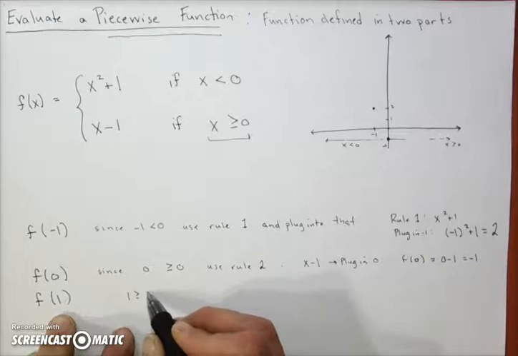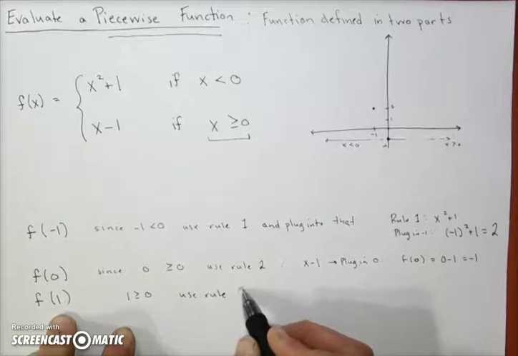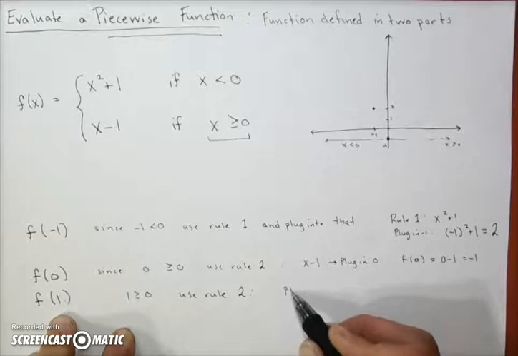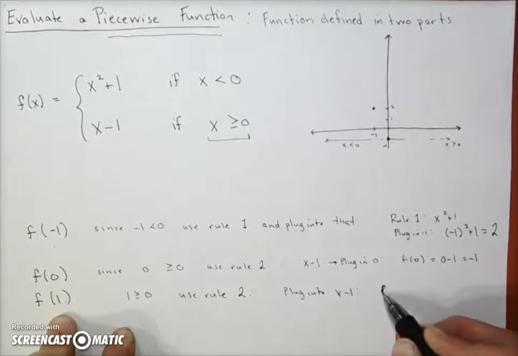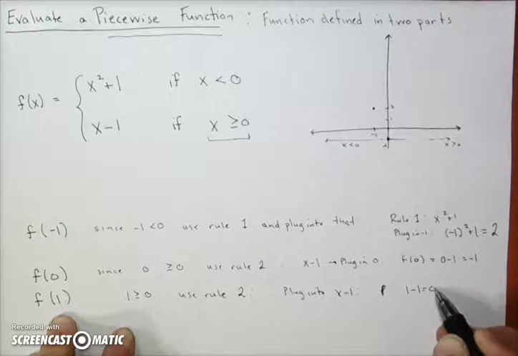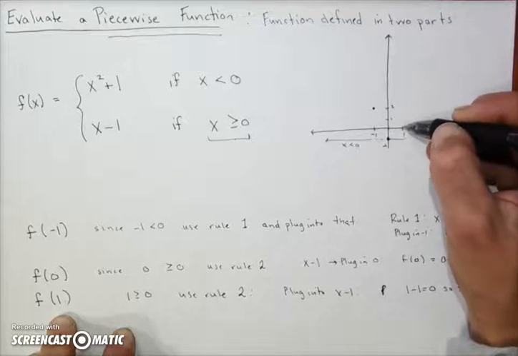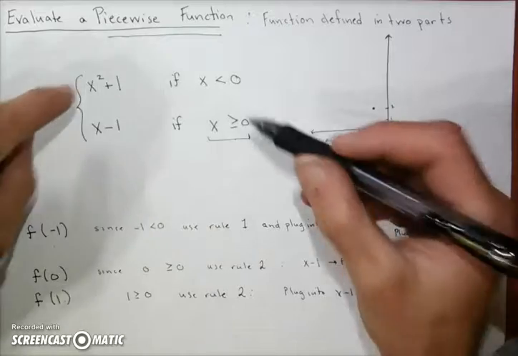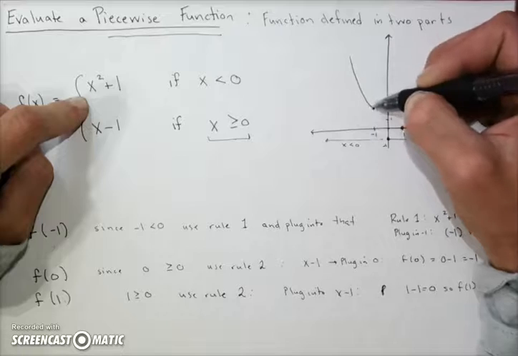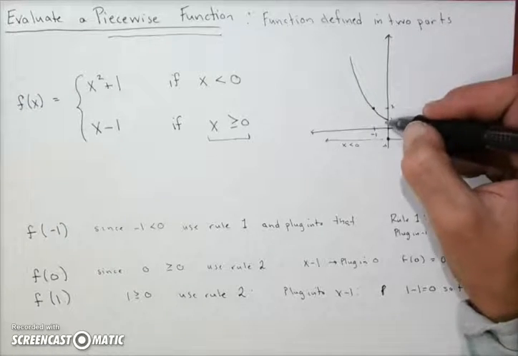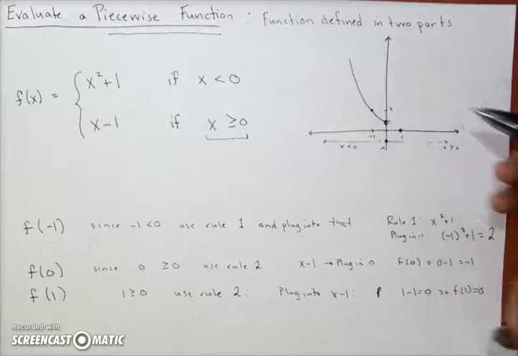1 is greater than or equal to 0, so again I use rule 2. So plug into x minus 1, and I'll get 1 minus 1 equals 0, so f of 1 equals 0. So when x is 1, y is 0. So if you know what the graph of x squared plus 1 looks like, you know it's a parabola. We know it's got to go through that point. But it's only looking like a parabola while the x values are less than 0. So it only looks like a parabola there.